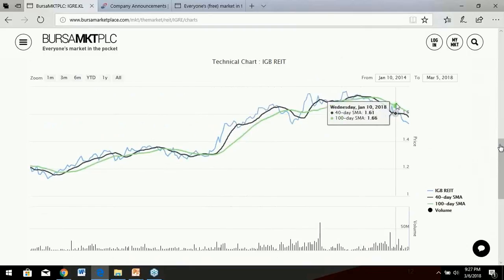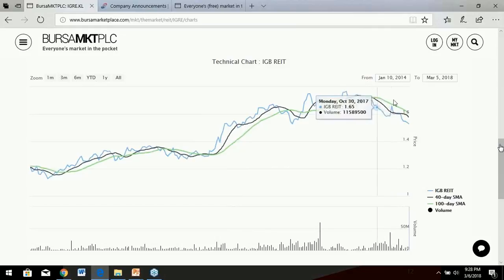Now, can you see this? The green line actually moves on top of the black line, which is different from this, where the black is moving on top of the green. Here, the green is moving on top of the black. So therefore, this is the first sign that I look at when I spot the downtrend.